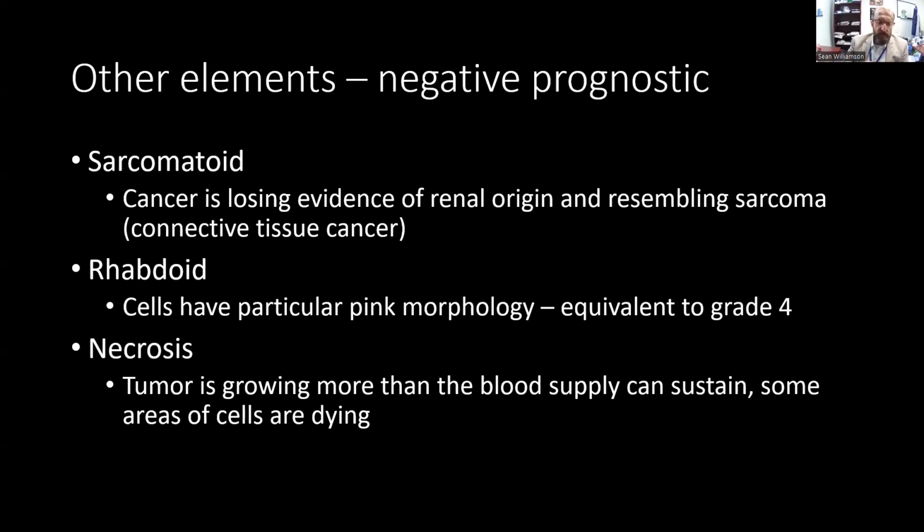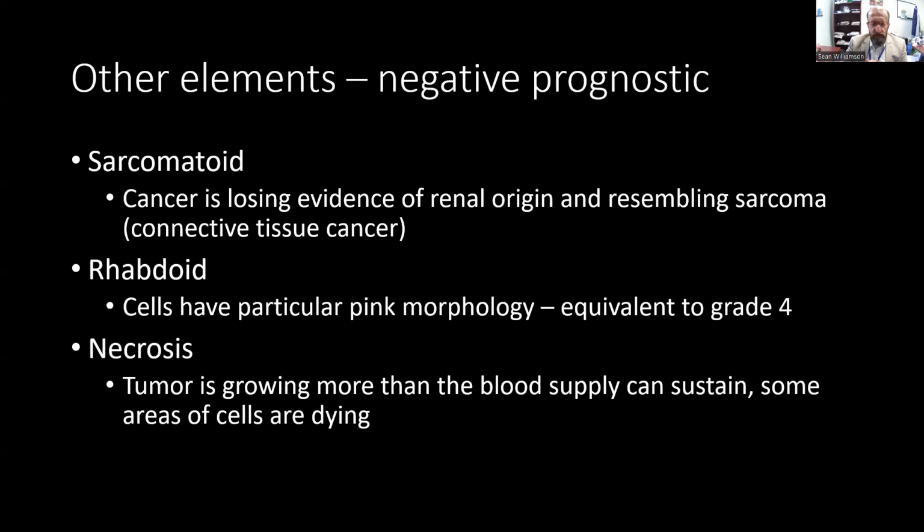So all three of these things on this page are considered sort of negative prognostic parameters. Sarcomatoid, that the tumor has started to lose evidence that it's of renal origin, and it looks somewhat unrecognizable as kidney cancer. Rhabdoid, the second one, refers to cells that have kind of a funny pink morphology. So instead of being clear, the cells are very pink. And the name comes from that it looks sort of like a different type of cancer, again, like a different type of connective tissue cancer. And again, we consider that to be equivalent to grade 4. So that's kind of a negative or adverse prognostic parameter when the tumor cells have this rhabdoid pattern that they look like a different type of cancer. They look like a connective tissue cancer.